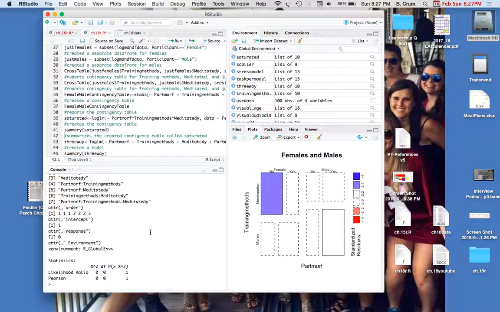I called the model saturated and used the loglm function to create it, which was based on all main effects and the interaction in the overall big contingency table called the female-male contingency table. The summary function, which I just pressed, is what I used to report it. There's a likelihood ratio of 0 and a p-value of 1, because it is a perfect fit for the data.